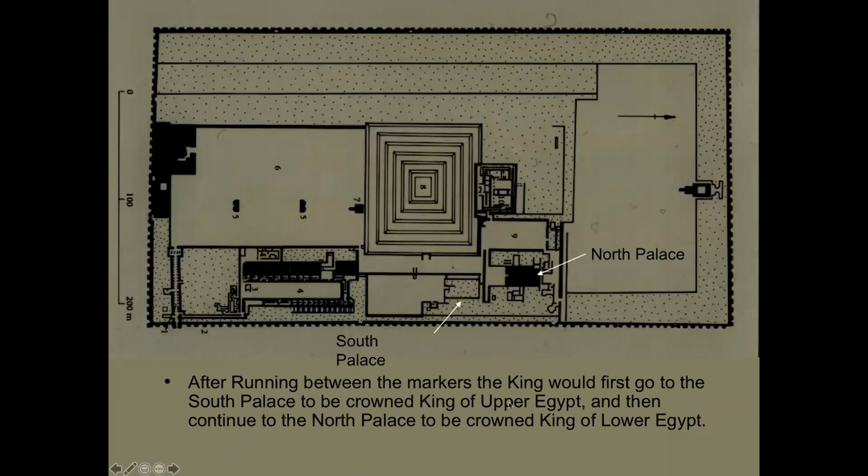So after running between the markers, and again, they're really old, maybe it was more hobbling, the king would first go to the South Palace to be crowned king of Upper Egypt, and then continue to the North Palace to be crowned king of Lower Egypt. So again, this idea of uniting Lower and Upper Egypt continued long after the supposed uniting of these two areas.